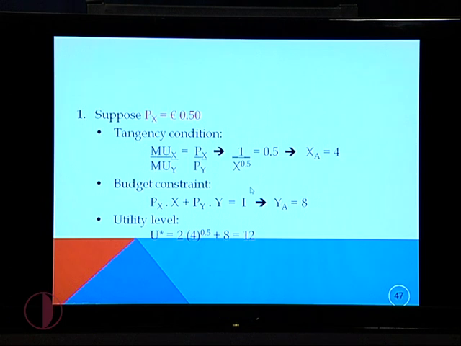Then we will calculate. Suppose Px is now 0.20. Then you have xc as 25 and y as 5, and the utility level, as you calculate from the given equation, is 15.